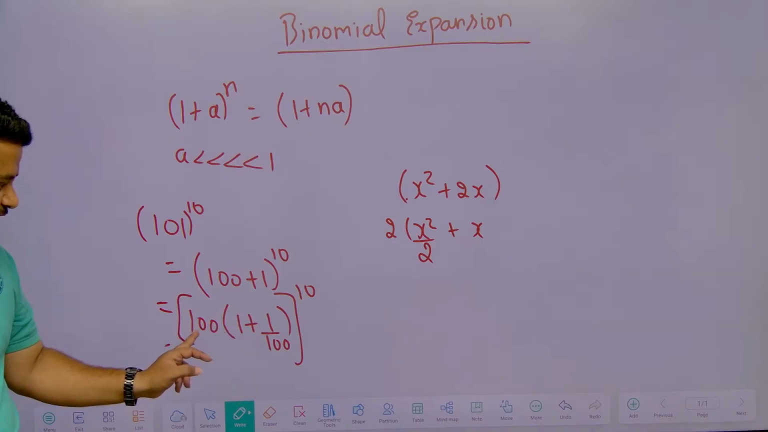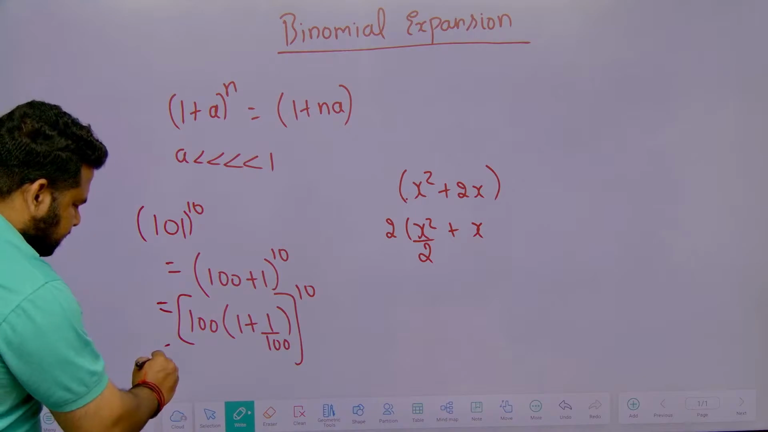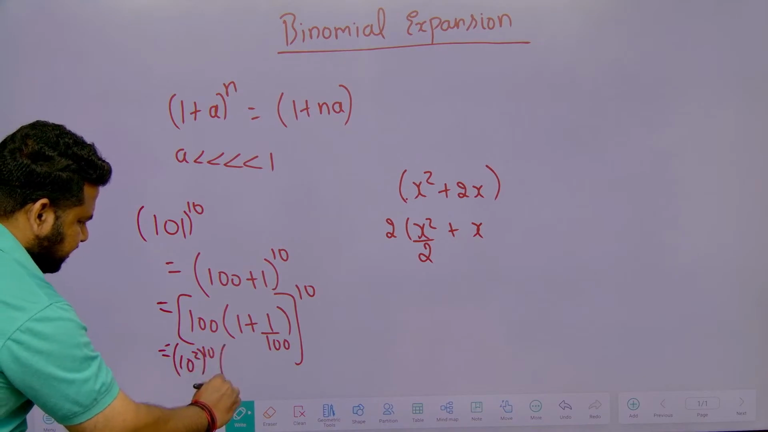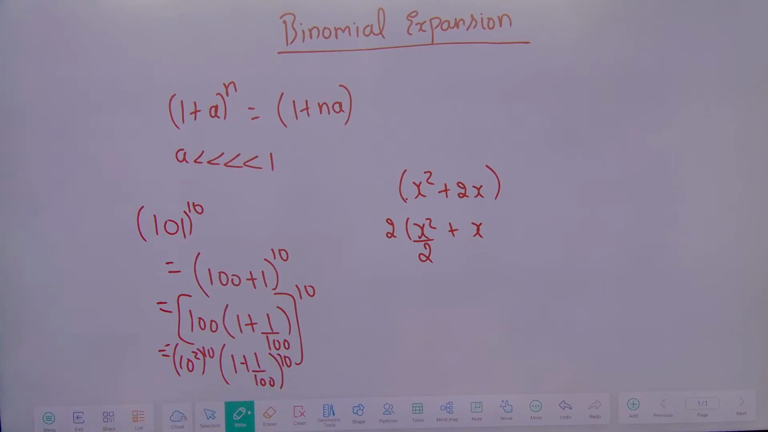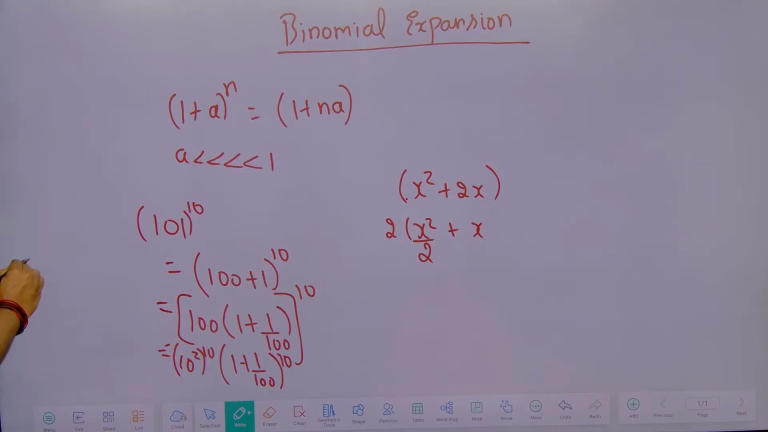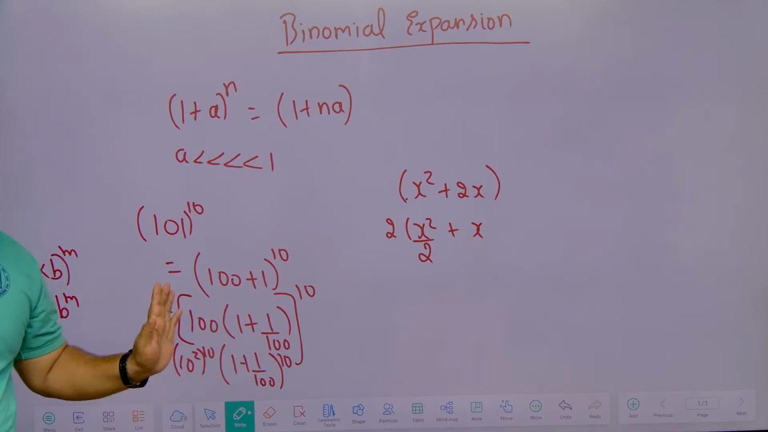Okay, next you see, 100 can be written as what? 10 square. I can write it or not? 10 square. So this I will separate, and write as 10 square to the power of 10. This one I will write as 1 plus 1 by 100 to the power of 10. See this one, I put the powers like this. If a into b to the power of m is there, I can write it as a power m into b power m. Same thing: 100 to the power 10 and 1 plus 1 by 100 to the power of 10.